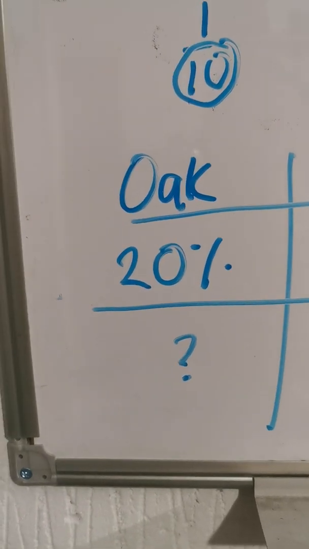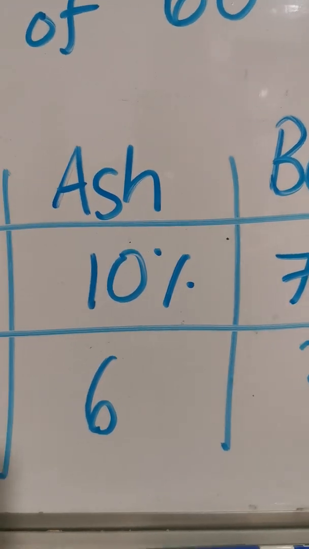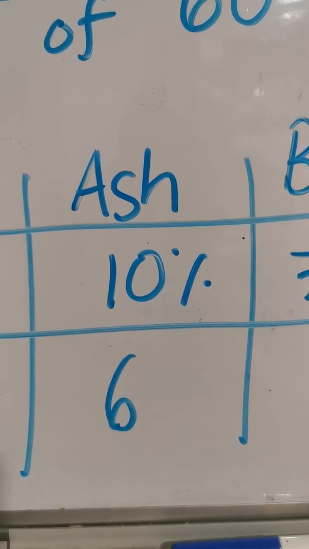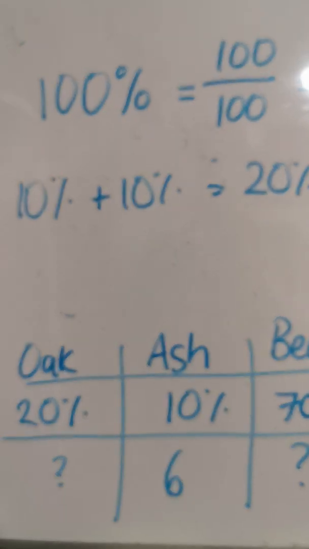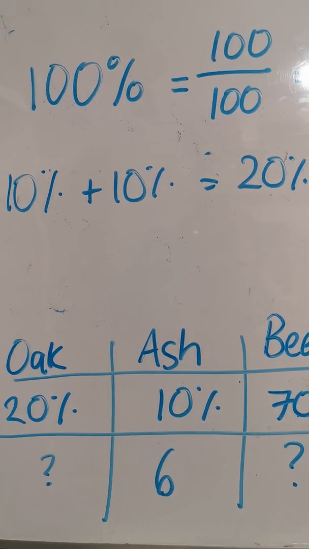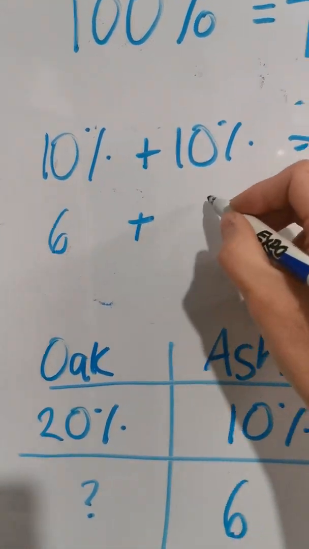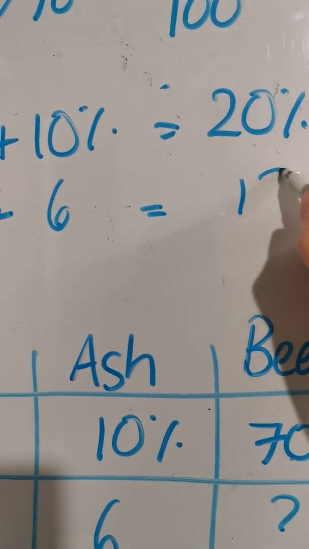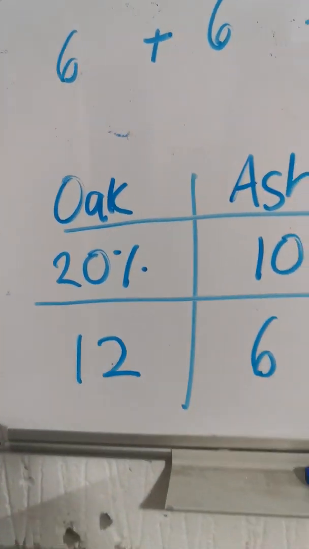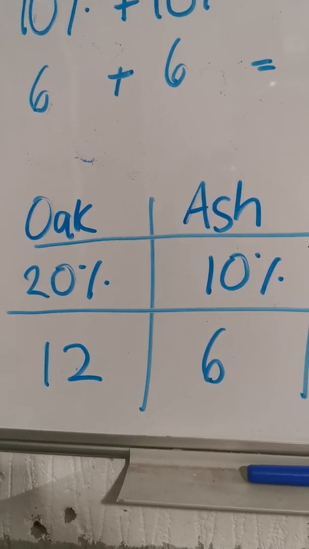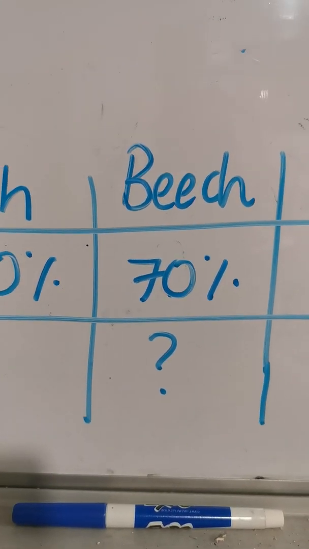Let's look at 20%. Now, if I've worked out that 10% is 6 trees, how am I going to use that information to help me work out 20%? Hopefully, I should know that 10% add 10% is 20%. So the original 10% was 6 trees, add 6 trees equals 12 trees. So I can now put 12 in the box. So I've got 12 oak trees and 6 ash trees. So now let's figure out our 70%.